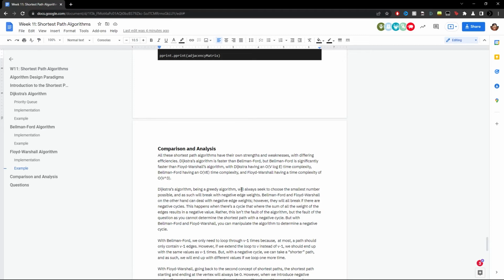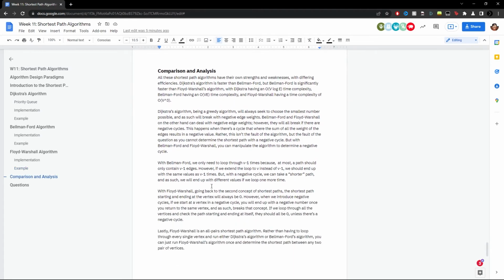So if you end up with a number less than 0, that means there's a negative cycle, and as such, you can't find your shortest path. And with Bellman-Ford, we only need to loop V minus 1 times, because at most a path should only contain V minus 1 edges. All right. However, if we extend the loop to V times instead of V minus 1, we should end up with the same values as V minus 1 times. But with a negative cycle, it will give us a shorter path, and as such we'll end up with different values if we loop one more time, and that will detect a negative cycle.